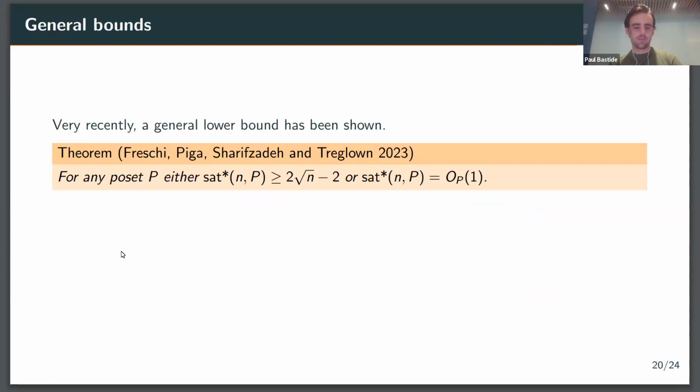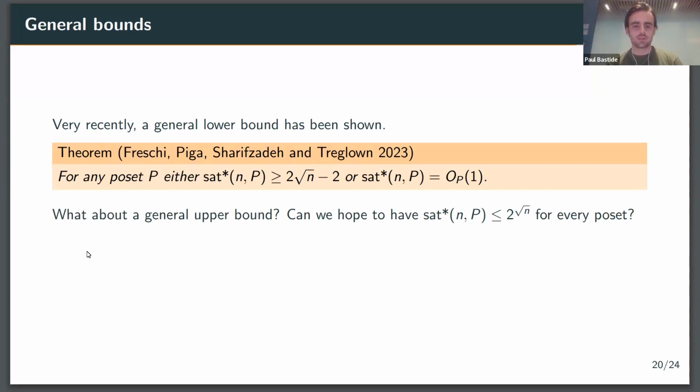Okay, but before very recently, there were almost no results that apply for any poset P. And just actually this year, it has been published, there is a first, quote unquote, interesting general bound that has been proven for this poset saturation. And it shows that either you are constant or you are at least square root n. And that's quite surprising. The proof is also very nice.